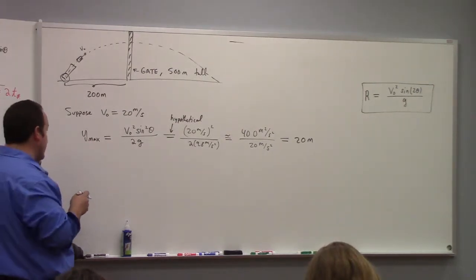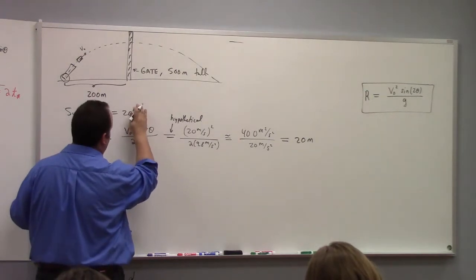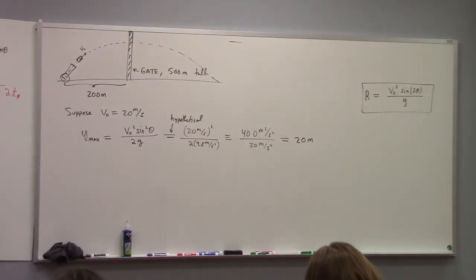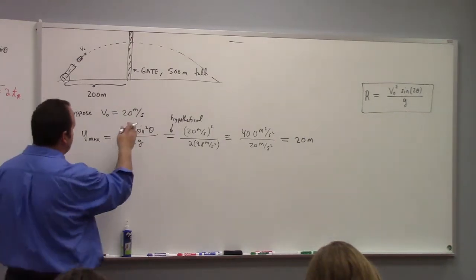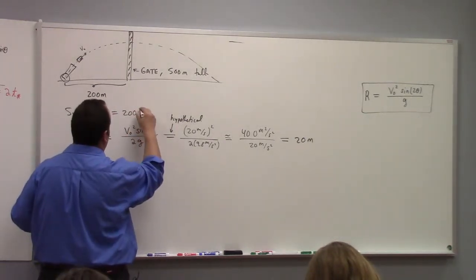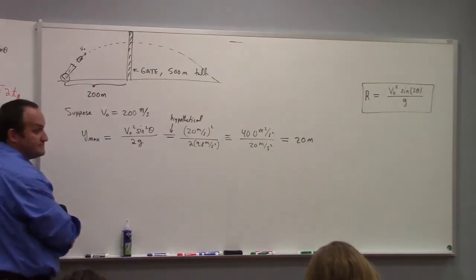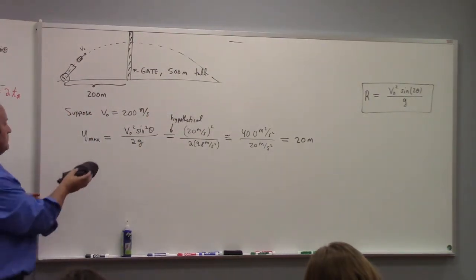Then we might be able to clear that gate. So let's make it 200 meters per second. Anyway, can I erase this? This is a thought process that you might go through for a question. The range formula and the max height formula give you kind of best case scenarios that you can think about. All right?